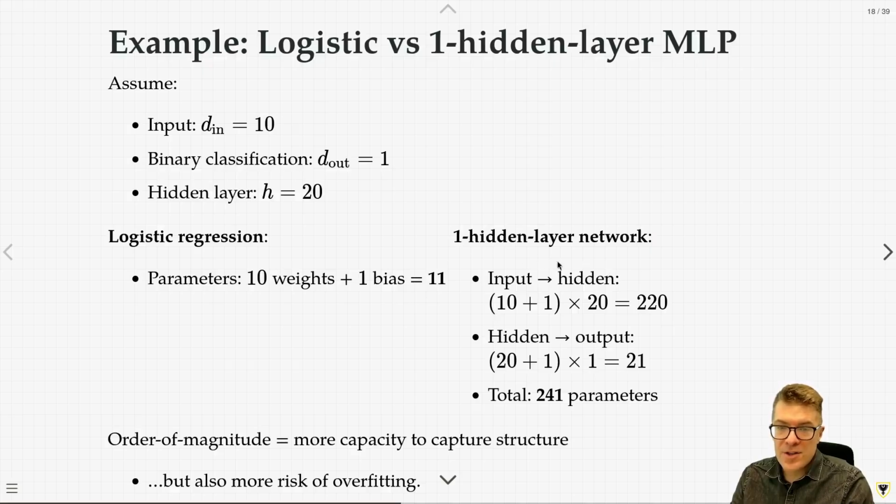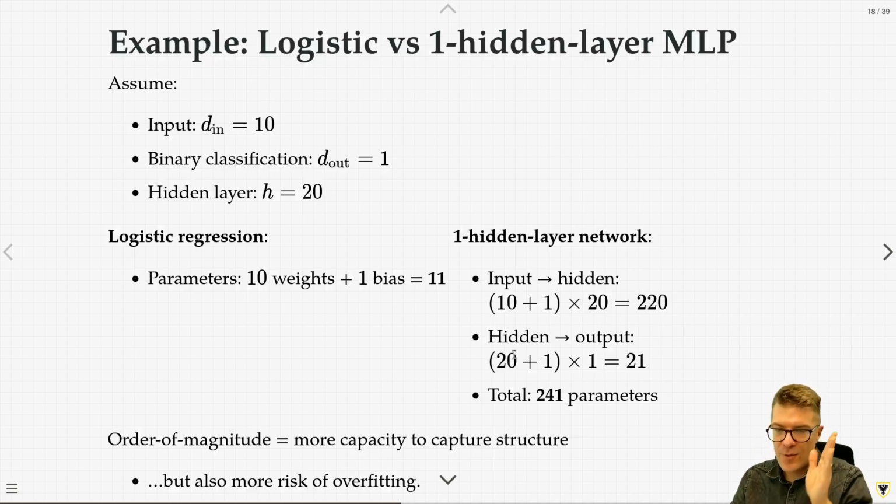How many parameters does the one hidden layer neural network need? Well, going from input to hidden, that's going to be 10 possible values times 20 connections in the hidden layer. So that's 10 times 20. But we also have this extra 20-dimensional bias term, which is like another row of the input matrix. So how many parameters do we have between the input and the hidden layers? That's 11 times 20, which is 220. You can check your math if you want on a calculator.